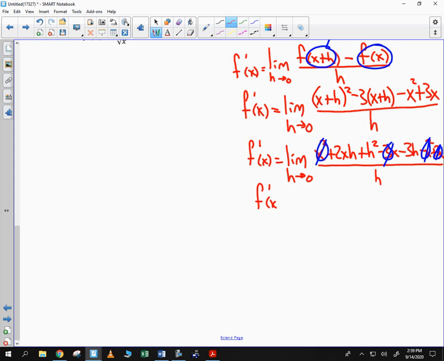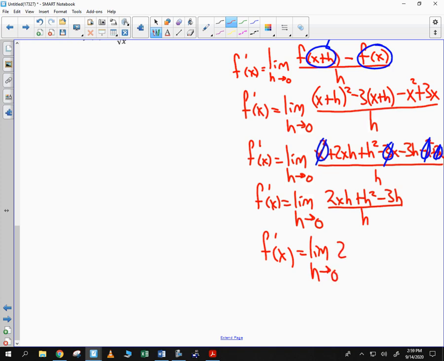So we have f prime of x is equal to the limit as h goes to 0 of 2xh plus h squared minus 3h, divided by h. I can now divide the h out, and I get f prime of x is equal to the limit as h goes to 0 of 2x plus h minus 3. Allow the limit as h goes to 0. As that goes to 0, you get f prime of x is equal to 2x minus 3.